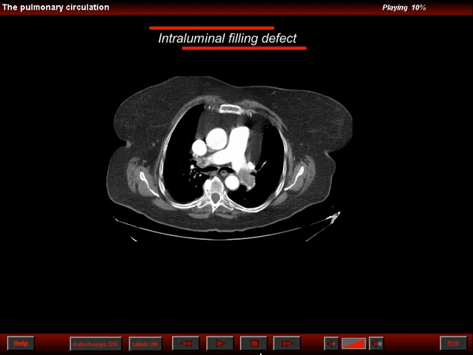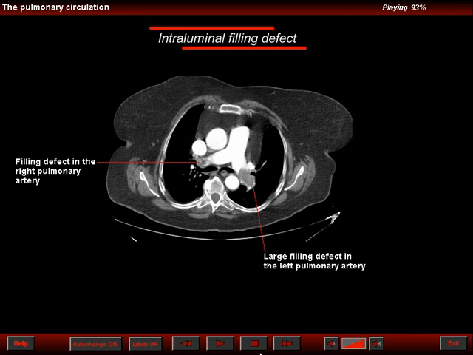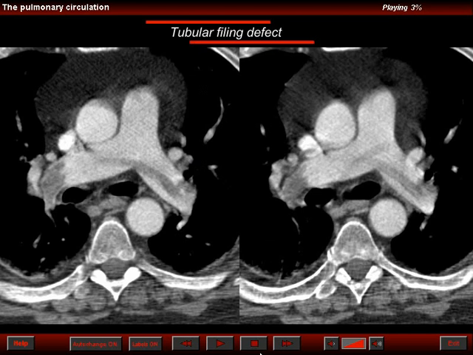These are examples of filling defects. On the right side, note that the right pulmonary artery has an intraluminal filling defect, and on the left side, a larger intraluminal filling defect. These are examples of long tubular filling defects due to thrombi at the bifurcation of the main pulmonary artery. Notice the one on the left side, and also the similar findings on the picture to your right.